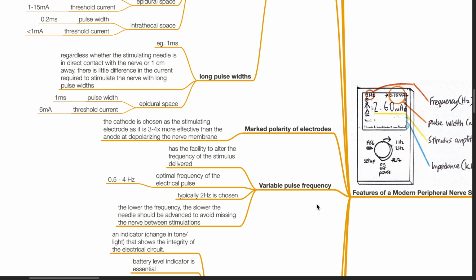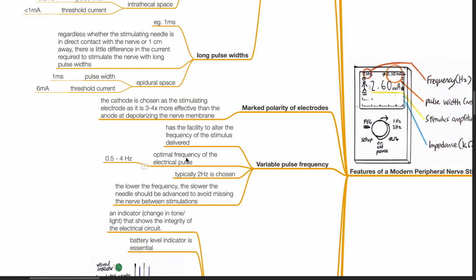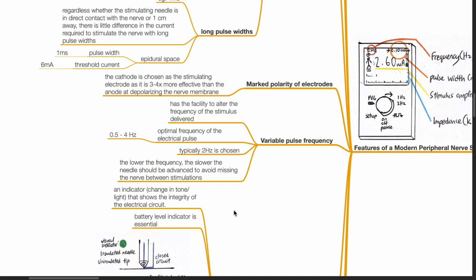Variable pulse frequency. Modern peripheral nerve stimulators have the facility to alter the frequency of the stimulus delivered. Optimal frequency of the electrical pulse is 0.5 to 4 Hz. Typically 2 Hz is chosen. The lower the frequency, the slower the needle should be advanced to avoid missing the nerve between stimulations.